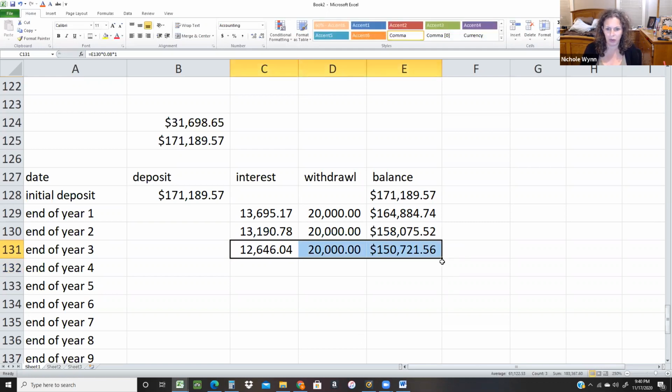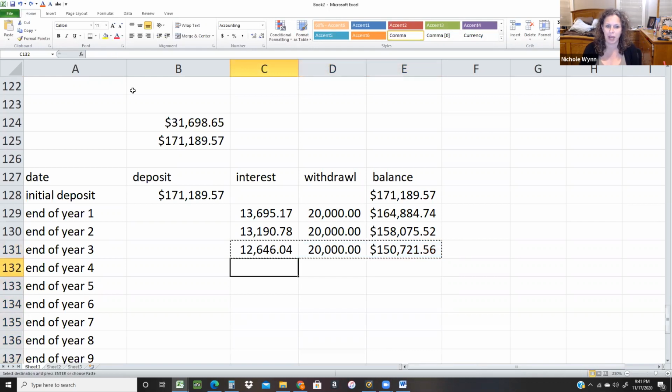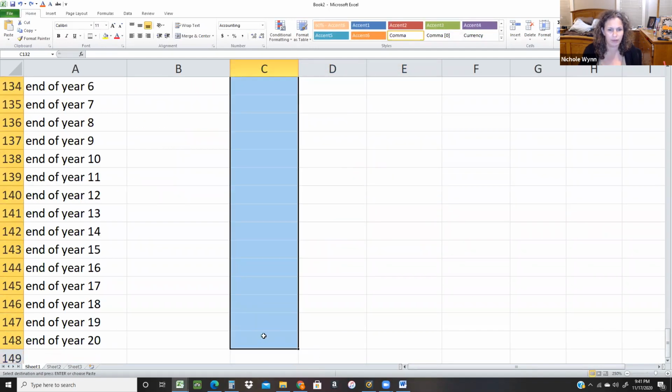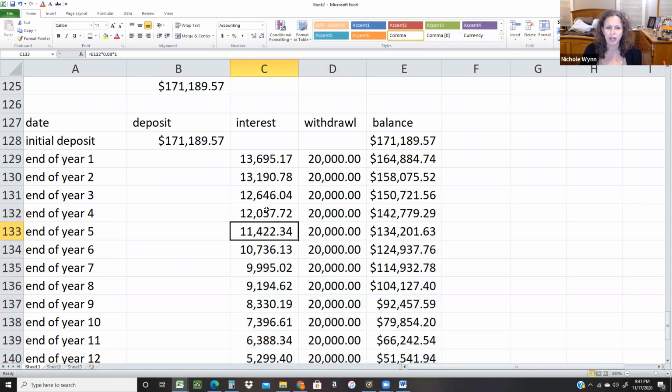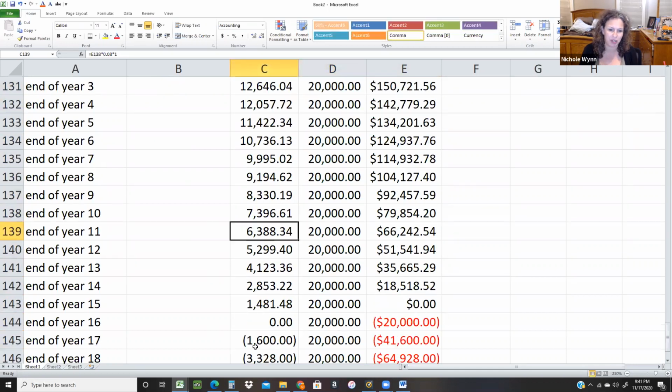And so then if I double click down, the only problem is, see what it did? It added $1 each time. So I'm going to hit undo and I'm going to copy it, and then I'm going to paste it down. And so what happens is every year my interest is dwindling because my balance is dwindling and I'm pulling 20 out. So every time I'm pulling out more than what I'm earning. If we look at year 10, remember up in year 1, you earned 13,000 because you had such a bigger balance. But in year 10, you only earned 7. And this number just keeps going down and down and down.